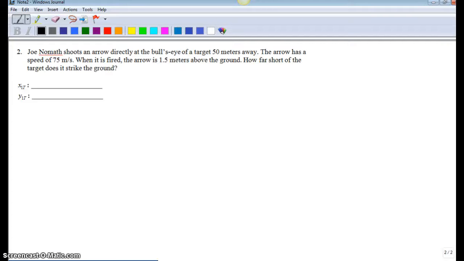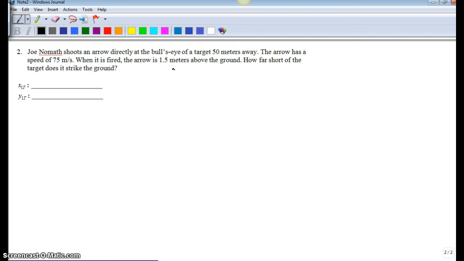So number 2 is very similar to number 1, but they're only asking the question of how far short of the target does it strike the ground. So Mr. Namath with his arrow, he's 50 meters away. Looks like we're given, yeah we are, right here, 1.5 meters above ground, and initial velocity.